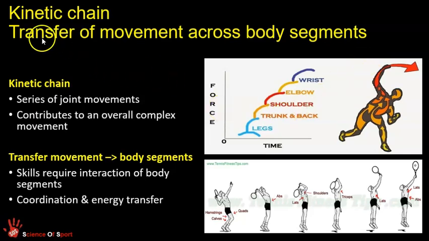And again, the second factor I've put on here, transfer of movement across body segments, is actually quite similar to kinetic chain. It says the skills require interaction of body segments, coordination and energy transfer. So a tennis serve, in a way, is illustrating the different muscles, the different joints, the different body segments, the lower body, the trunk, and then the arms, generating force, passing force through each segment, eventually going through the racket into the ball. So I think you can quite easily remember those two together. They're actually fairly similar.